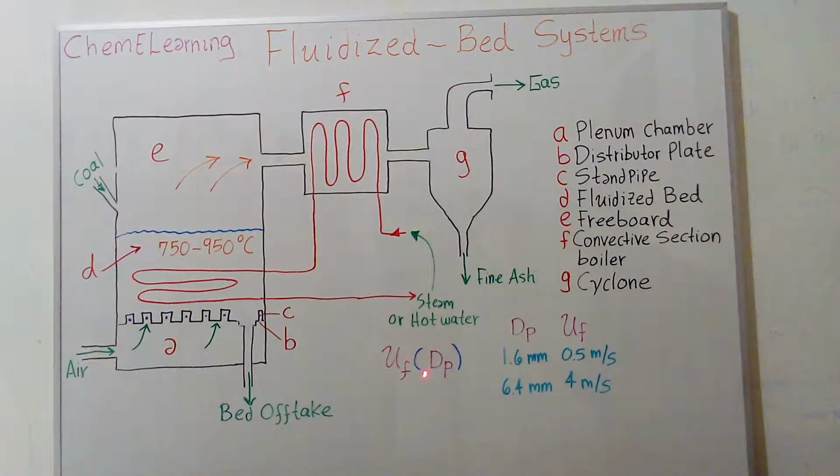The magnitude of the fluidization velocity depends on particle size. For example, coal particles of 1.6 millimeters require a fluidizing velocity of 0.5 meters per second, and coal particles of 6.4 millimeters require 4 meters per second of fluidizing velocity.